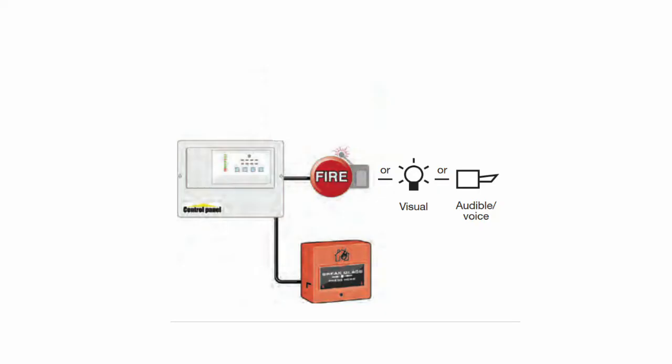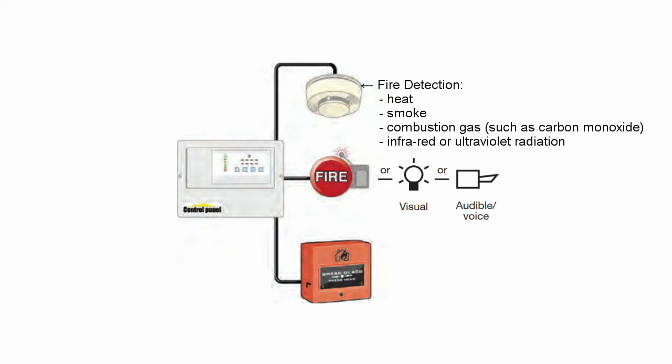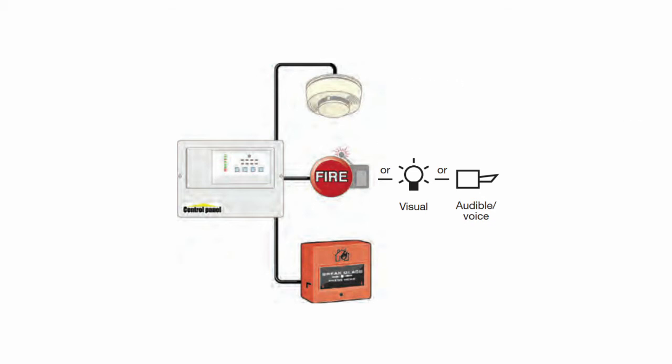An automatic system adds fire detectors to the manual alarm system and is designed to raise the alarm to give early warning. Fire detectors are designed to detect one or more of the four characteristics of fire: heat, smoke, combustion gas such as carbon monoxide, and infrared or ultraviolet radiation. Information from a fire detector signal is sent to and processed by the fire alarm control panel.